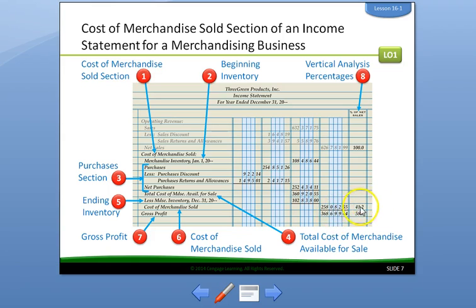And then you can either subtract that from 100 to get 58.8, or take $368,699.44, divide by 626,000 and the rest, and get your vertical analysis. This is important for a business because it wants to know if its gross profit is a high enough percent of sales.